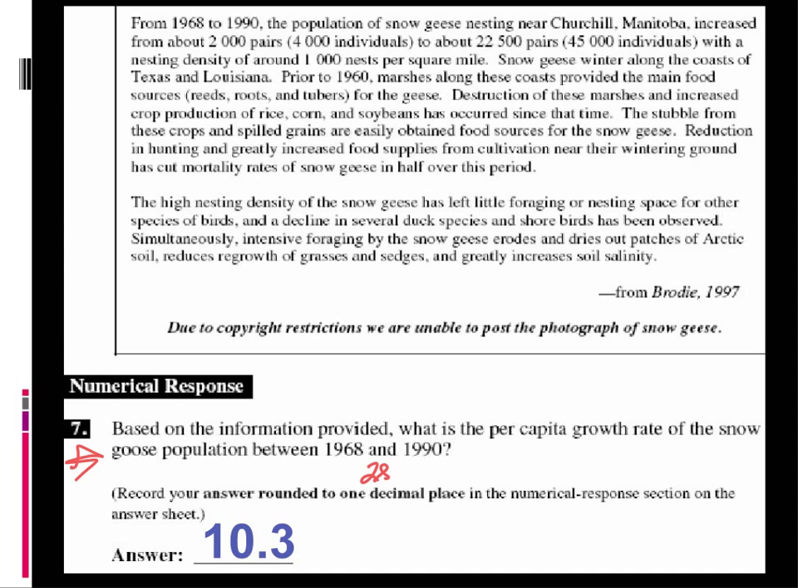So we are looking at per capita growth rate, or CGR. We know that we need numbers. That's what's important in this question. From 1968 to 1990, the population of snow geese went from 2,000 pairs, or 4,000 individuals, to about 22,500 pairs, or 45,000 individuals. Now, it's important, if you're going to calculate this, to stick to the pairs. So use this value for pairs and this value for pairs. Or if you're going to use individuals, use this and this.